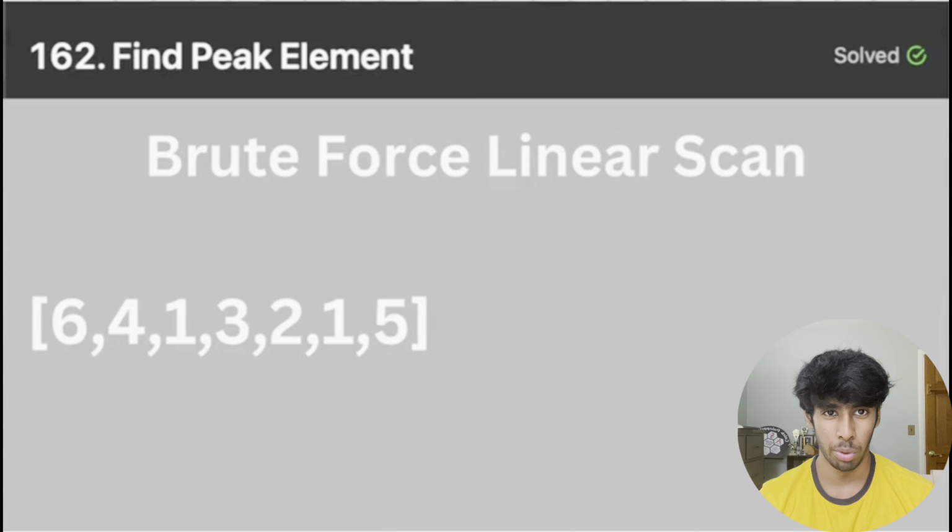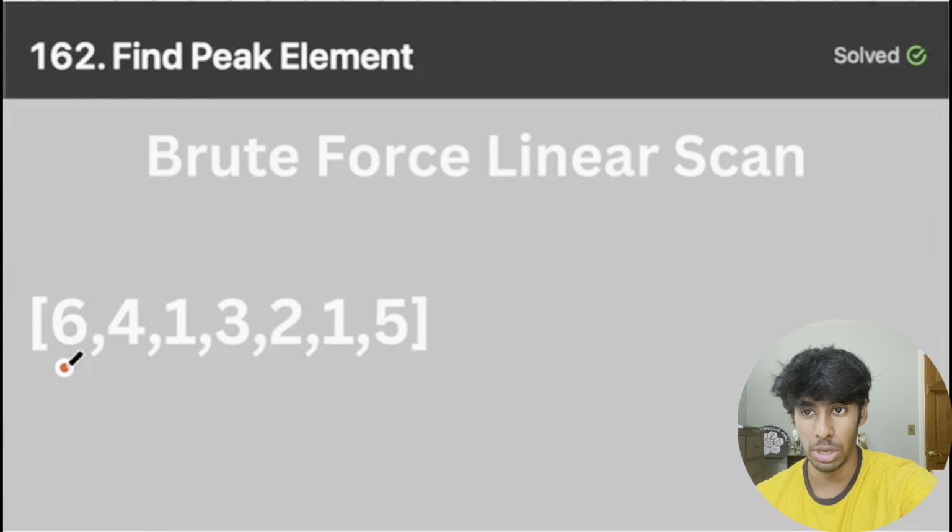All right, as always, we're going to start with a brute force solution. And in this case, we can come up with a fairly simple brute force solution by just checking every single element in the array from left to right and seeing whether that element is a peak element or not. So for the first element in the array, we would just check if it is bigger than its neighbor on the right, and it is. So technically we would end it here.